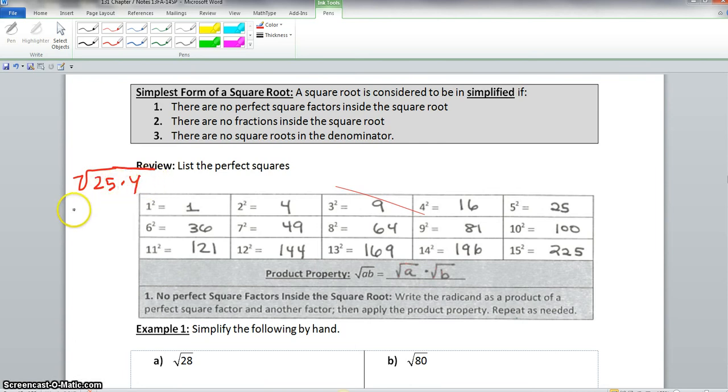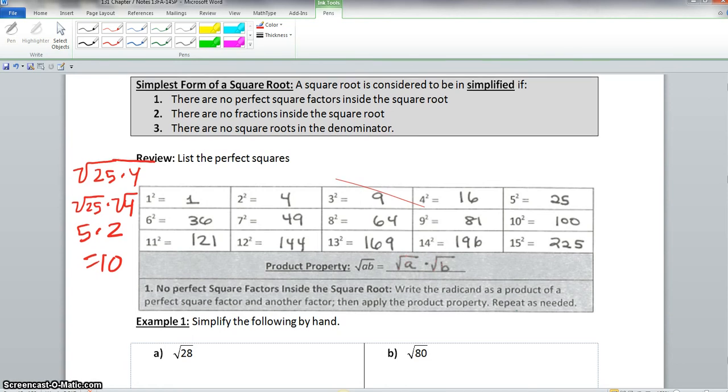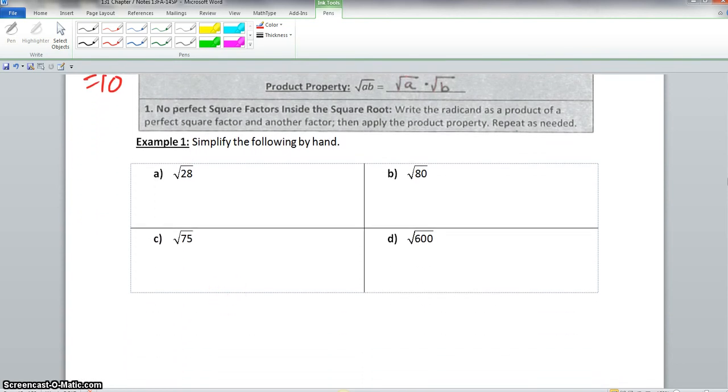But let's see if we could prove that. So the square root of 25 times the square root of 4, just like we have here in this example. The square root of 25 is 5, and the square root of 4 is 2. So it does work. It equals 10. Now we scroll down here to example 1. It says simplify the following by hand.